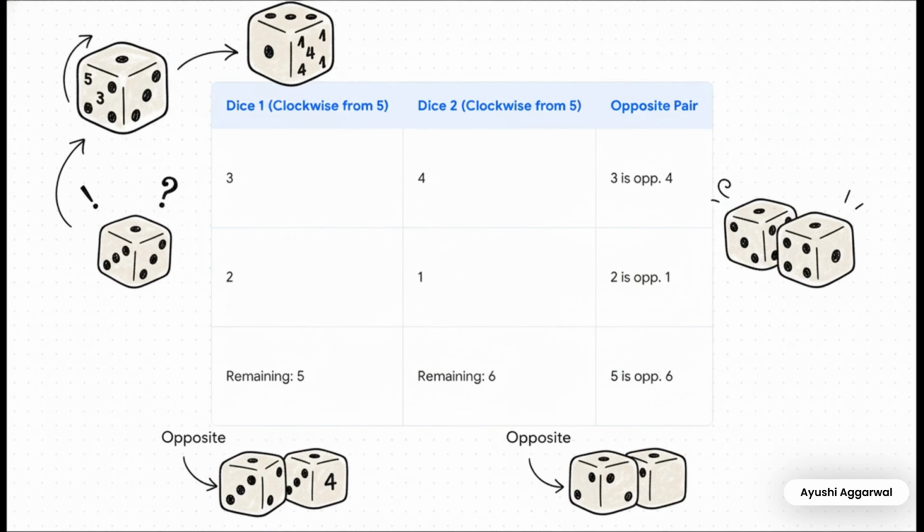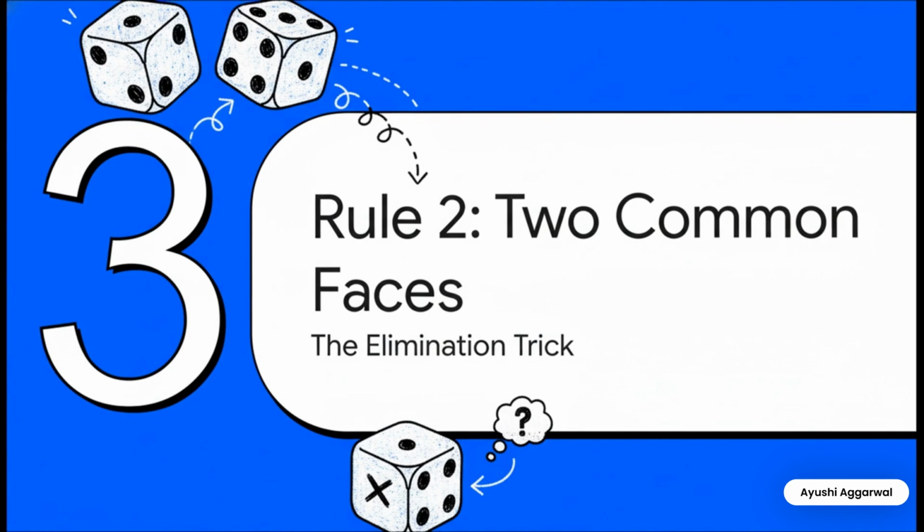Let's go again. Next up in dice 1 is 2, and in dice 2, it's 1. That means 2 is opposite 1. And what's left? Well, only 5 and 6, so they have to be opposites. See? So simple. All right, let's move on to our second master trick. This is what you use when 2 positions of a die have 2 faces in common. And believe it or not, this one is even easier than the first.